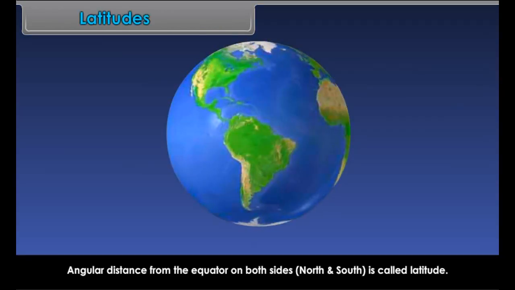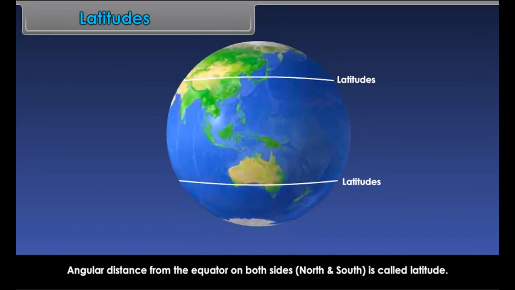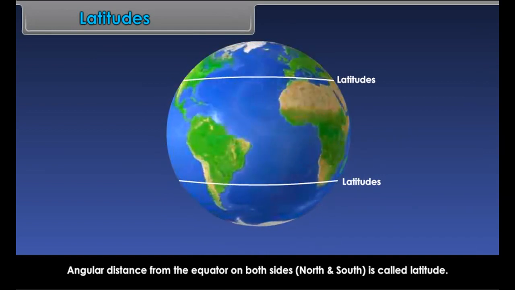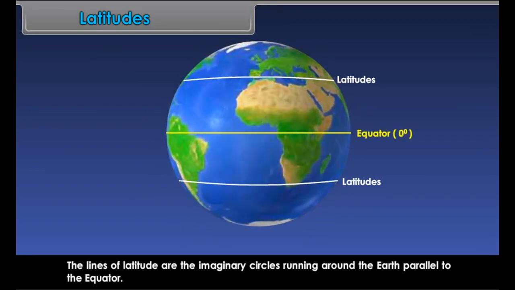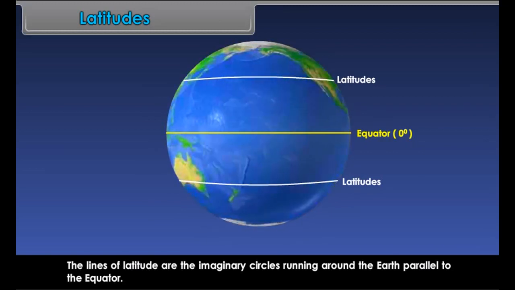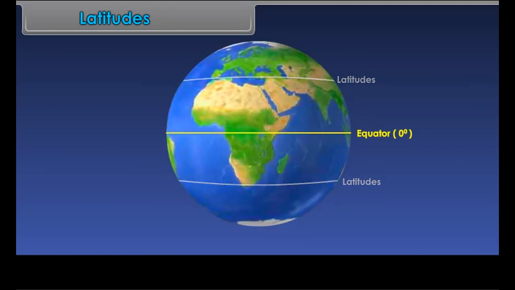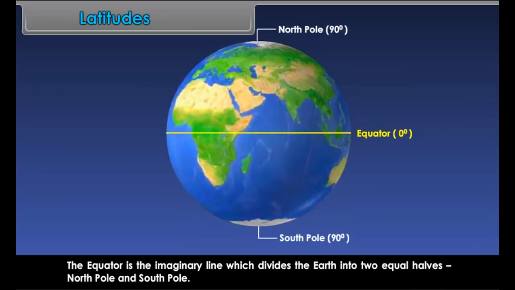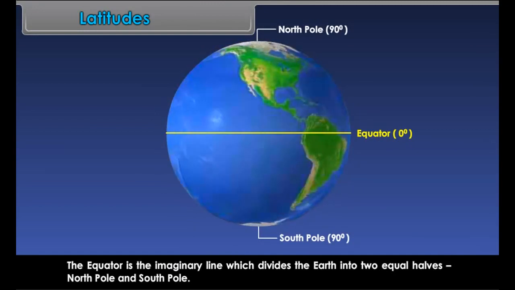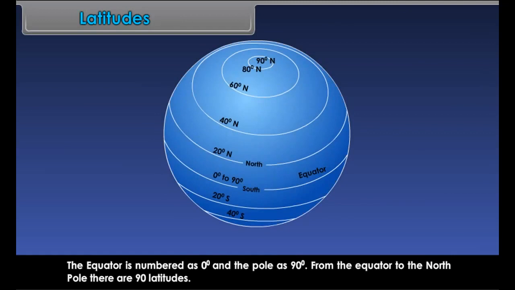Latitudes. Angular distance from the equator on both sides, north and south, is called latitude. The lines of latitude are the imaginary circles running around the Earth parallel to the equator. The equator is the imaginary line which divides the Earth into two equal halves, North Pole and South Pole. The equator is numbered as 0 degrees and the pole as 90 degrees. From the equator to the North Pole, there are 90 latitudes.